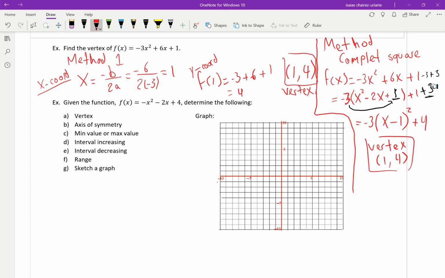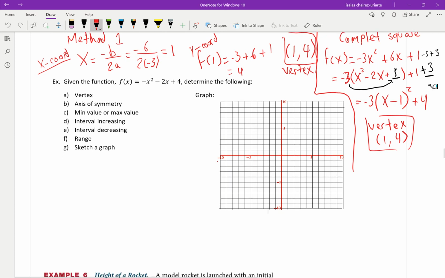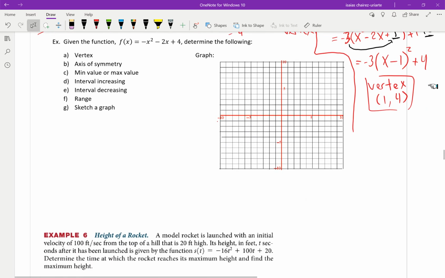That's another way to do this. It requires that you're comfortable with completing the square. It's up to you which one you use. I just wanted to share that with you. Okay, let's get into the next exercise here. And you can do it whichever way you want.